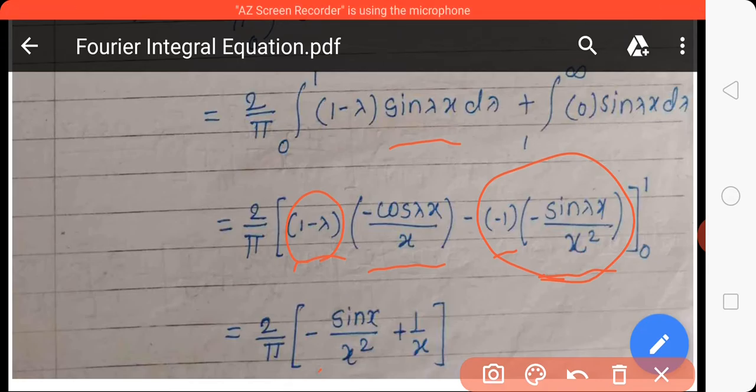Now we put the lower limit 0. If we put the lower limit 0, then here we get 1 minus 0 is 1, into cos 0 upon x. The value of cos 0 is 1. Therefore 1 into cos 0 is 1. Therefore here we get minus 1 upon x.